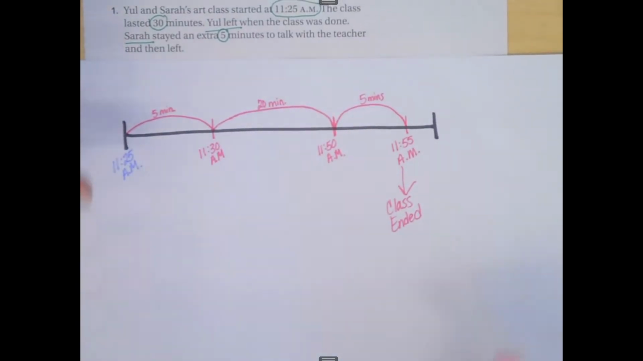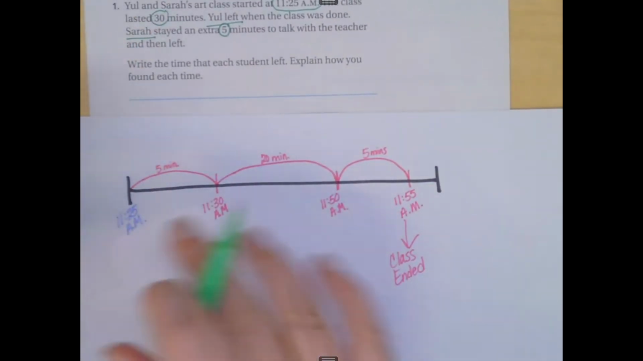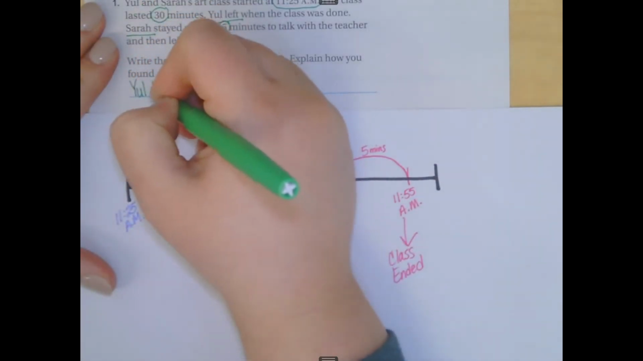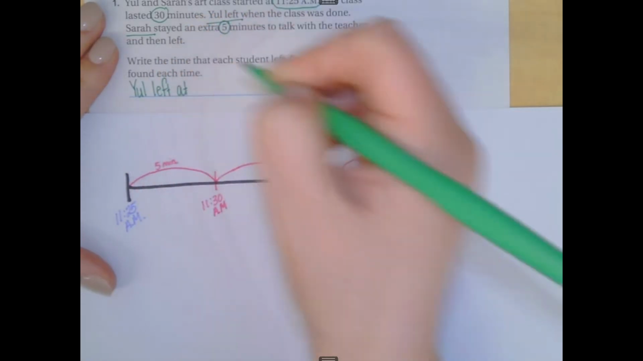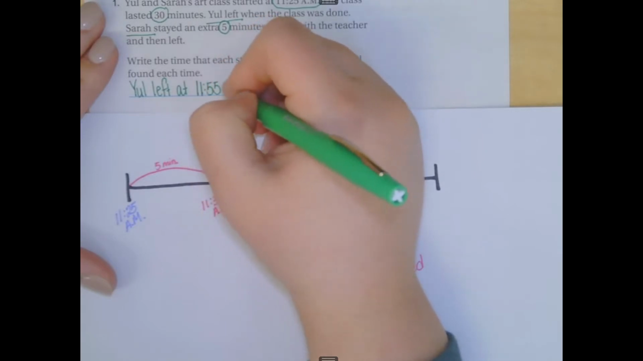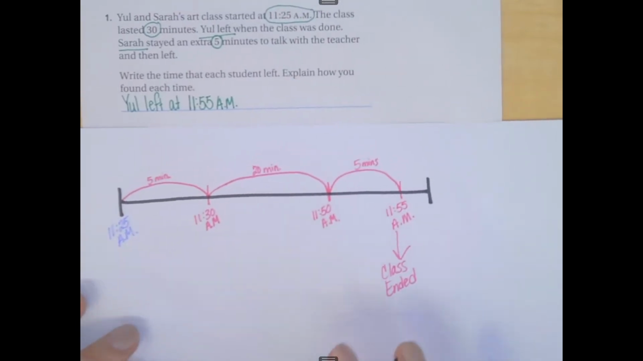Right? So the first thing I'm going to do is I'm going to go ahead and write down, because Yule left when the class ended, Yule left at 11:55 a.m. You must put a.m. or p.m. because it is so important that you label. There's a big difference between 11:55 a.m. and 11:55 p.m. So you need to be very, very clear with your labels.